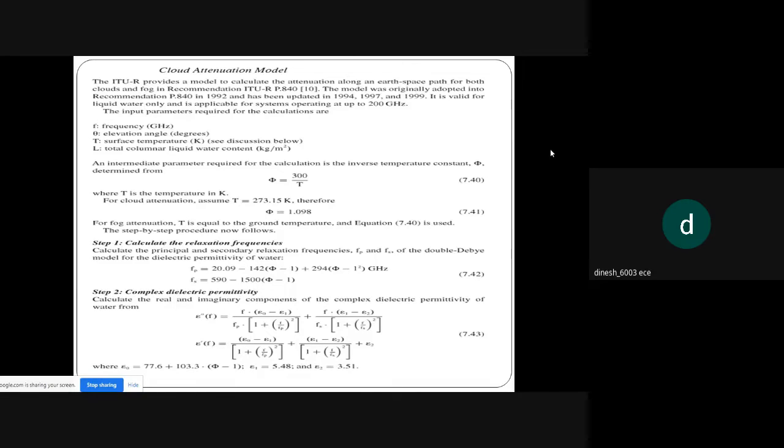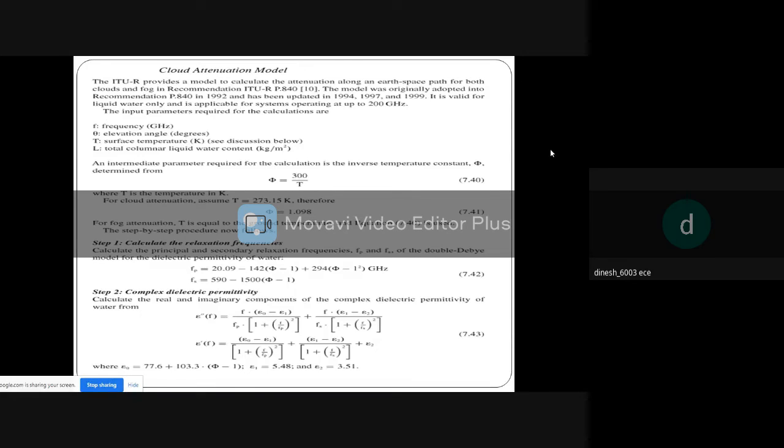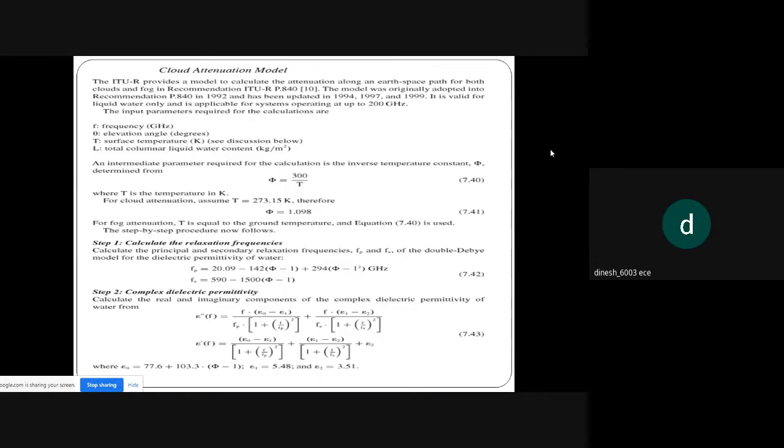For fog attenuation, T is equivalent to the ground temperature, and then the procedure is the same. Phi is equal to 300 by the ground temperature; substitute, and you will get the phi value. After this, we need to follow the following procedure to determine the cloud attenuation model.